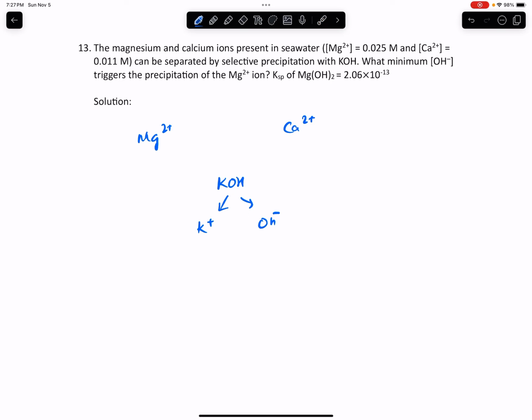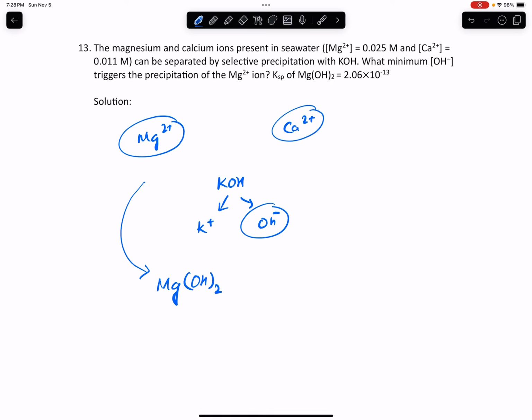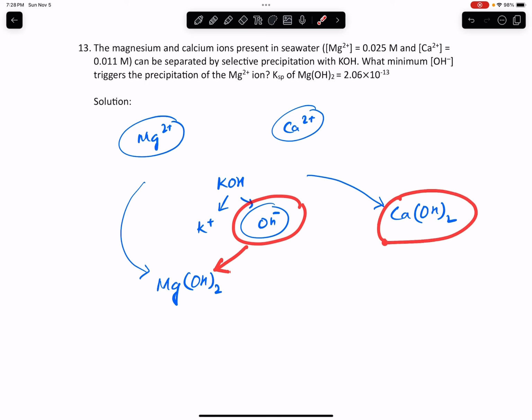So if magnesium complexes with OH minus, you get Mg(OH)2, and if calcium complexes with OH minus, you get Ca(OH)2. The question is, what is the minimum concentration of OH minus needed to form magnesium hydroxide? We don't care about the calcium hydroxide. The question doesn't require you to figure out calcium hydroxide.